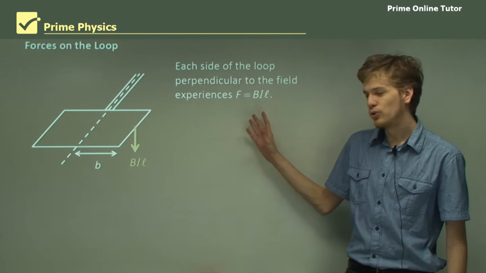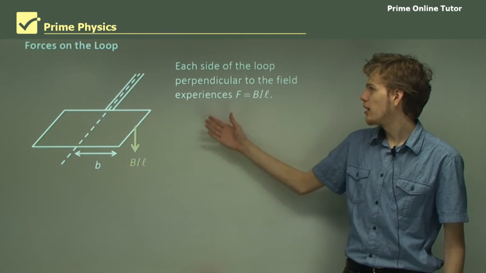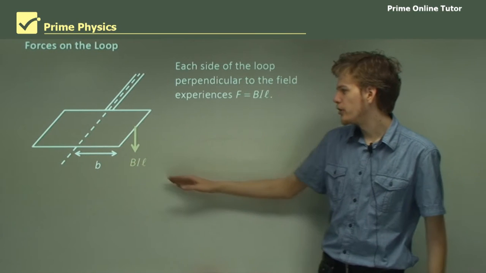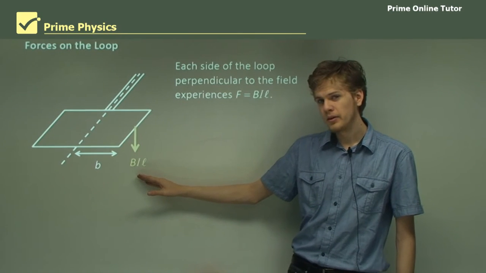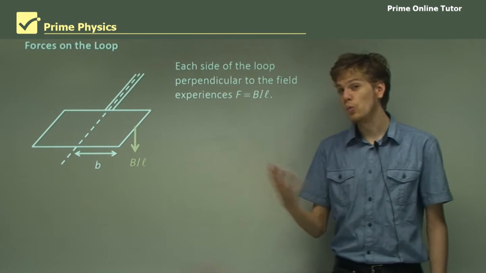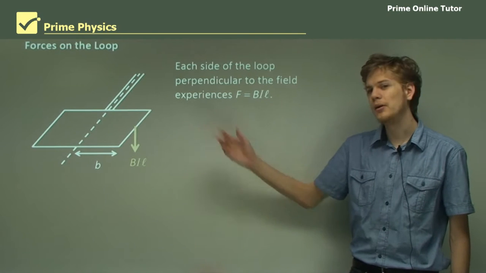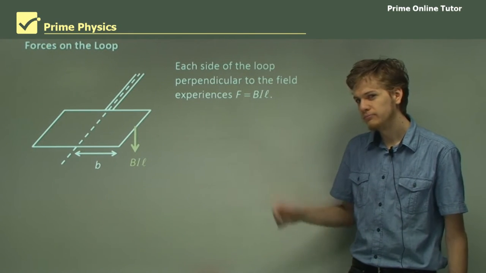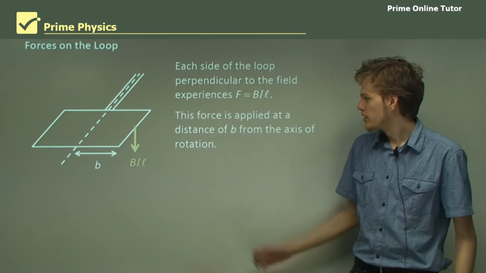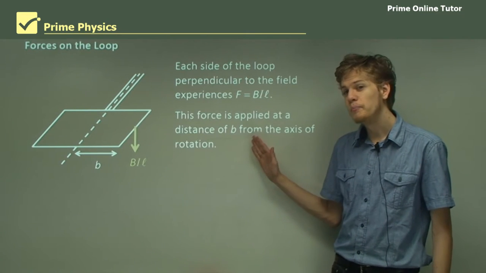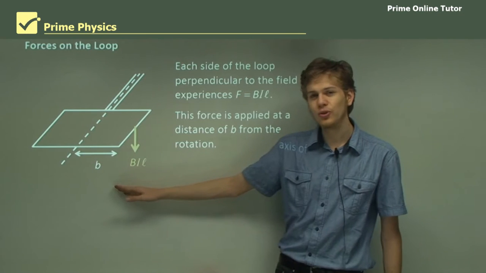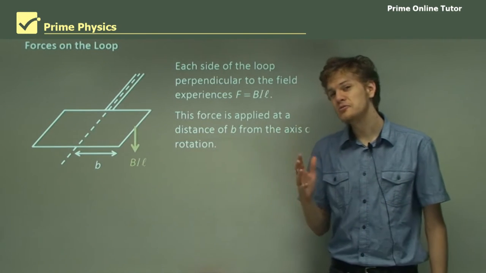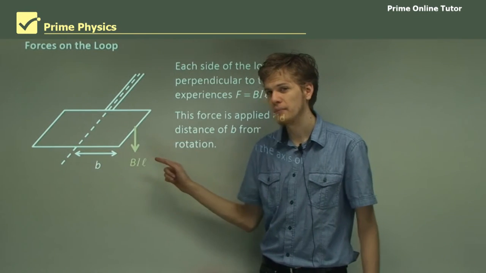So each side of the loop will have a force exerted on it equal to BIL. The sine theta will simply equal 1 because we're perpendicular to the magnetic field. Right, with me so far? So the force is applied at a distance of b from the axis of rotation. And this is why we're using 2B for the whole length.